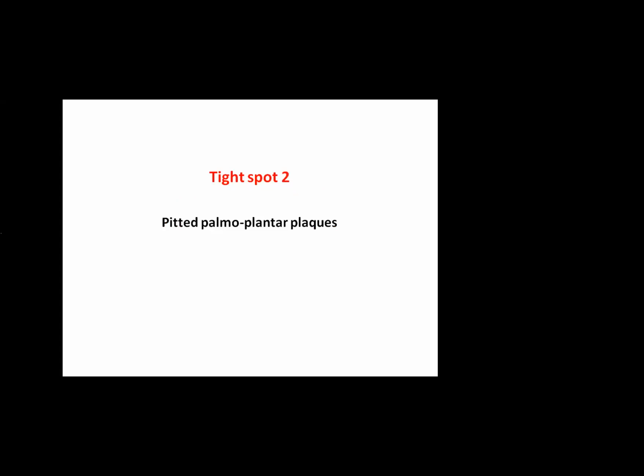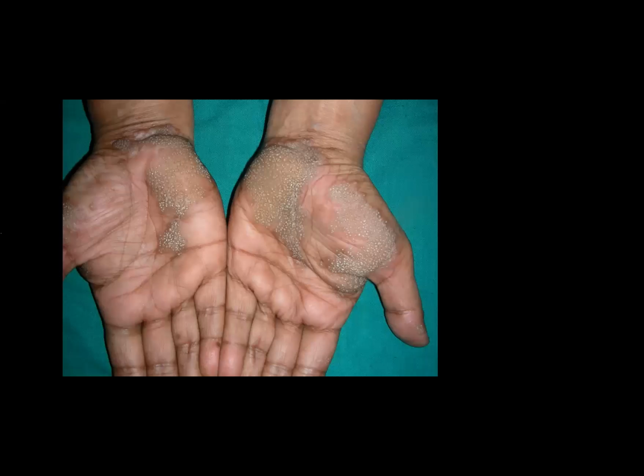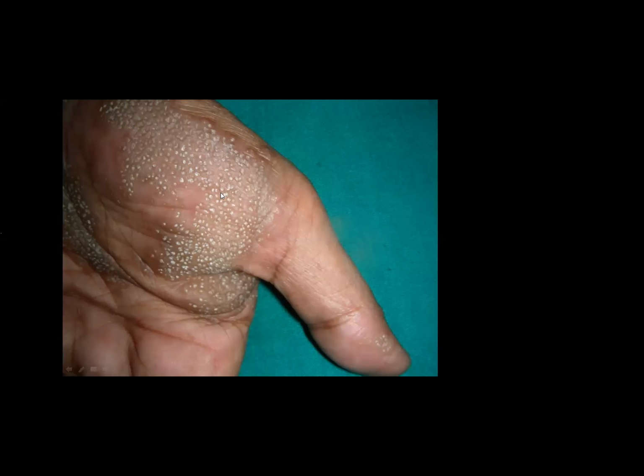The next tight spot is that of pitted palmoplantar plaques. So this was a 35-year-old gentleman who presented to me with symmetrically distributed hyperkeratotic plaques on bilateral thenar and hypothenar eminences with spilling onto the wrist. And these plaques had innumerable pits on the surface. When we look closely, these pits were all plugged by scales.